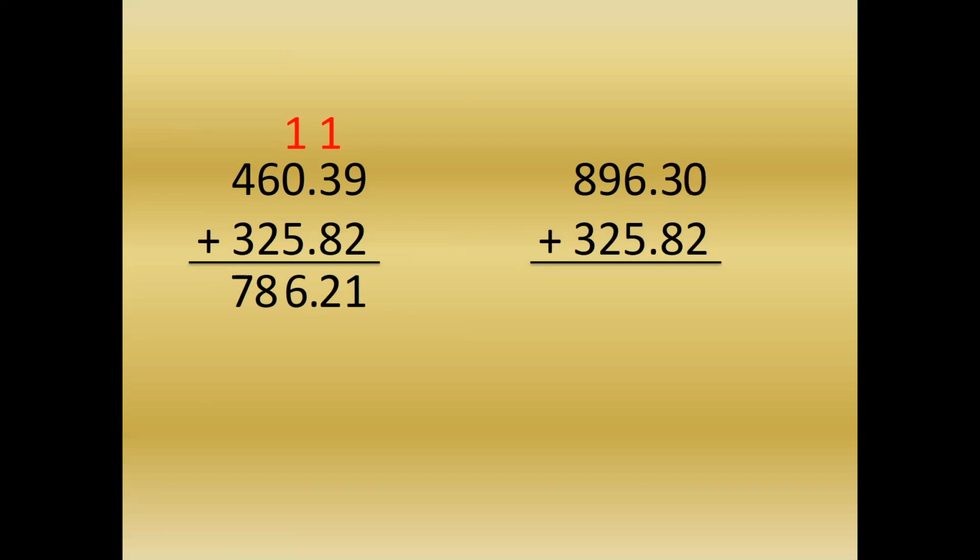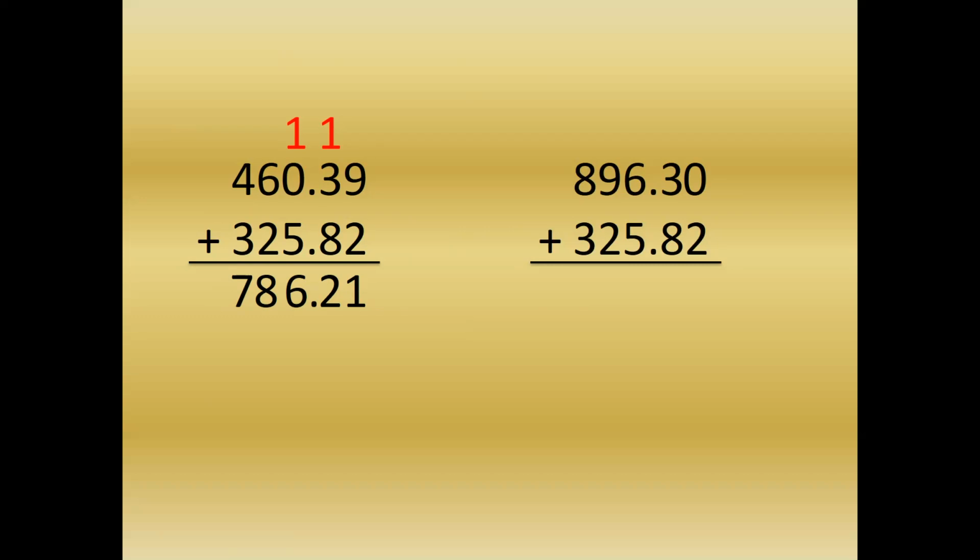So let's try another question together. We have 896 and 3 tenths plus 325 and 82 hundredths. Looking here, we've already lined up our decimals, and we realize that there is no digit in the hundredths place in the top decimal. Because there's no digit there, we're just going to put a 0 in place of it so that we have something to add, and that just holds the place value but doesn't change the value.